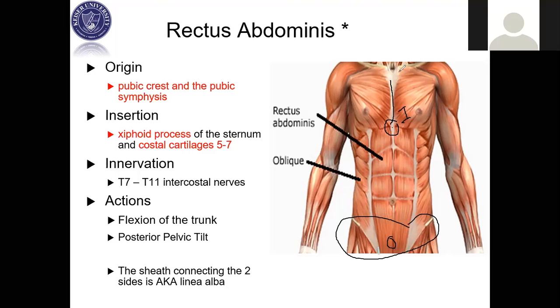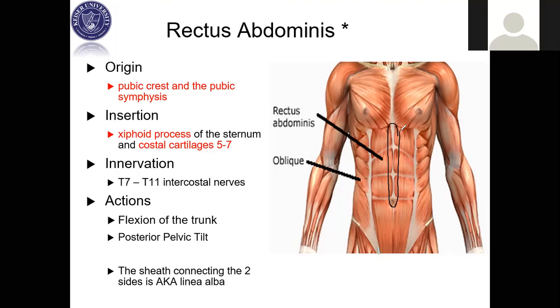Now, in between each of these quote unquote six packs, these areas in white here, each of these areas here is known as the linea alba. The two sides, let me just get rid of this for a second, right here is the linea alba. It's a piece of tissue that connects the two sides. So linea alba, all right? And that helps create that six-pack effect.